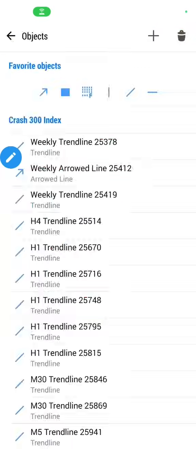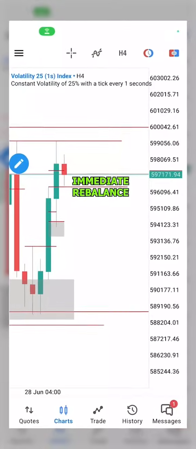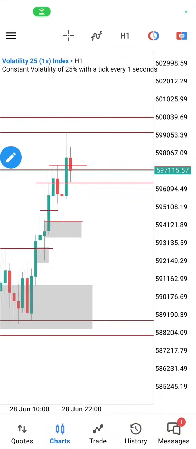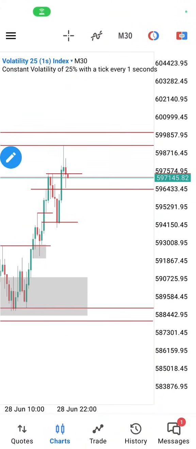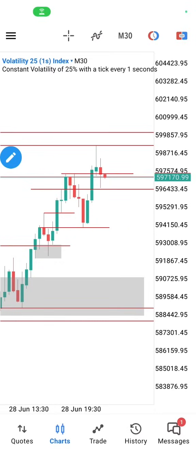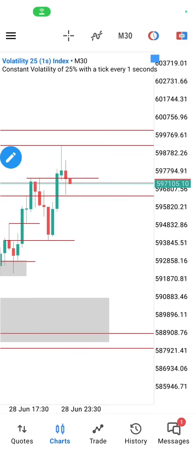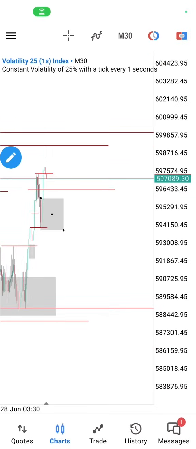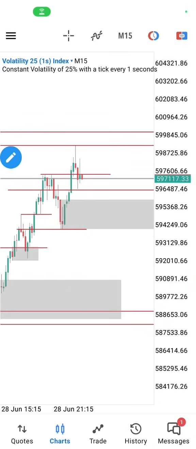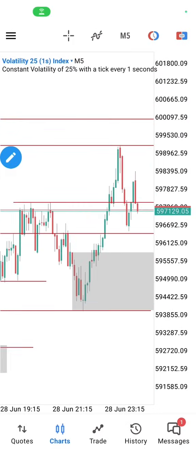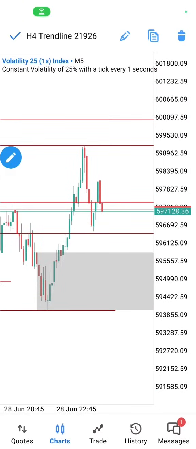Now on the 4 hour, price has to form sort of an immediate rebalance, or it's about to form an immediate rebalance. And what is in line with the immediate rebalance is the 30-minute bullish order block that's waiting right there. So after price taps the 30-minute order block, while it forms an immediate rebalance, it has to continue shooting upwards.